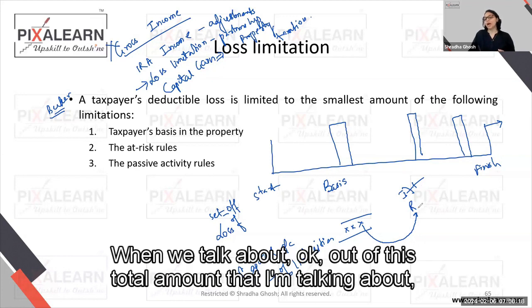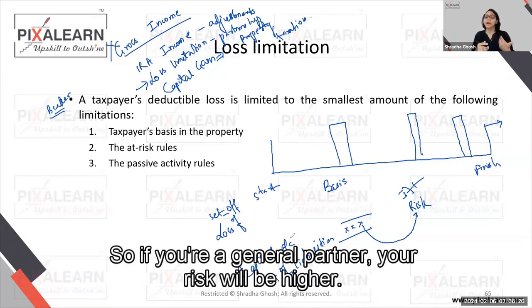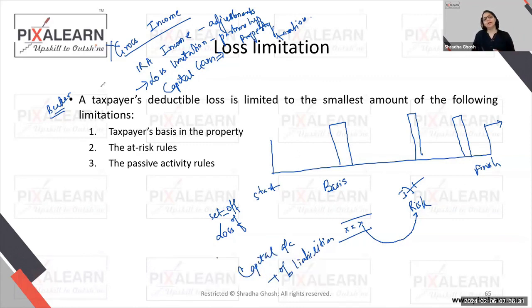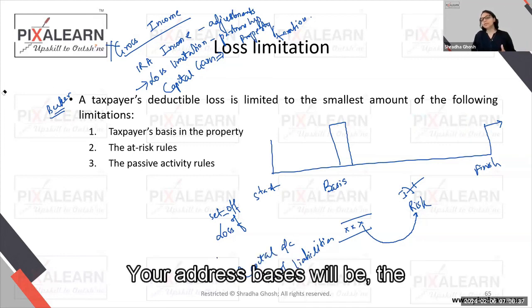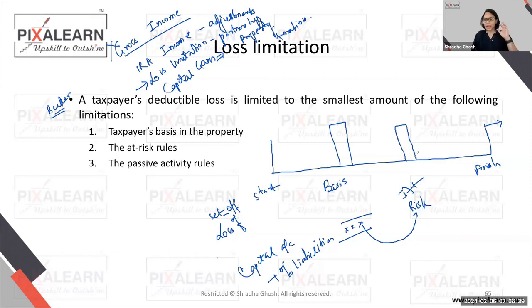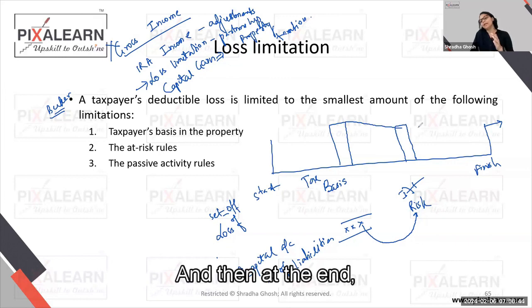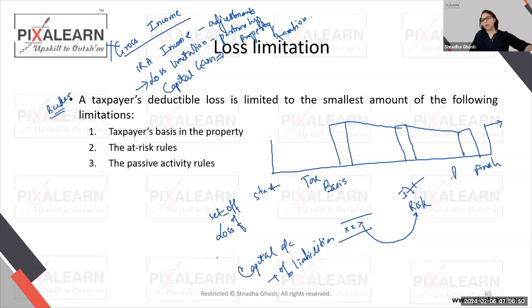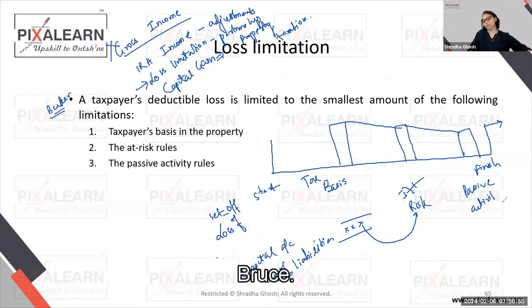Out of this total amount that I'm talking about, how much of it is at risk? If it is a recourse loan, you can come back. So if you're a general partner, your risk will be higher. If you're a limited partner, your risk will be lower. Generally, the boulders are never of the same height. The tax basis will be the highest, the at-risk basis will be lower than the highest, and then the third hurdle is your passive activity rules.